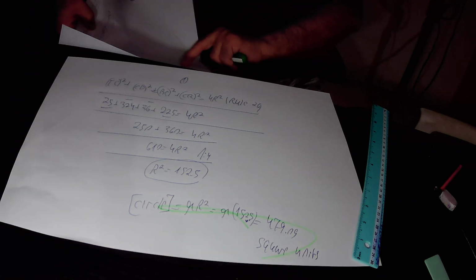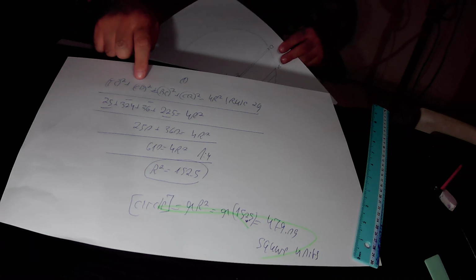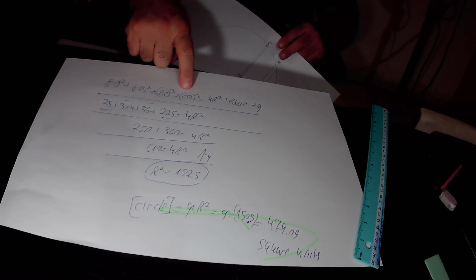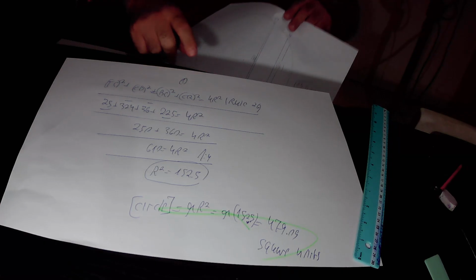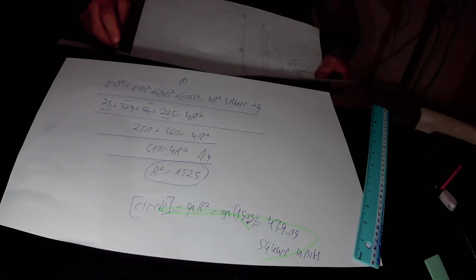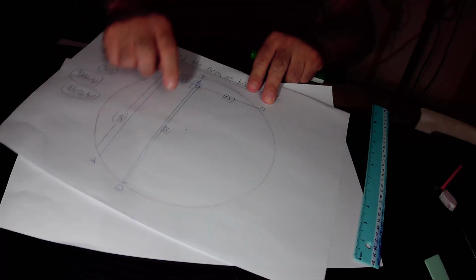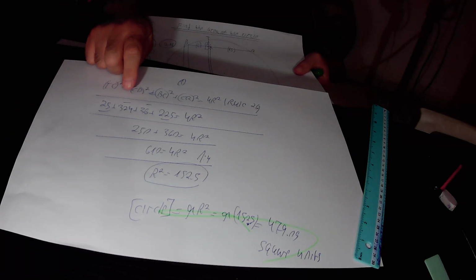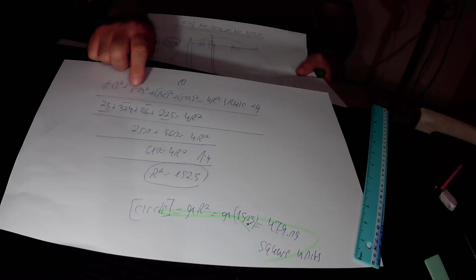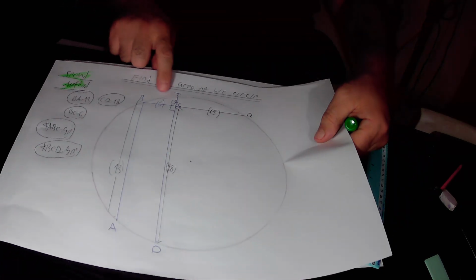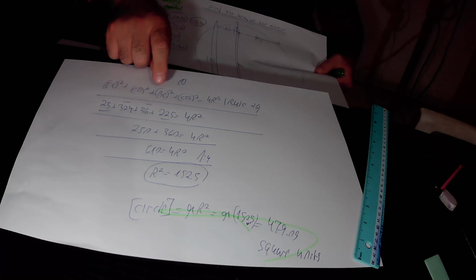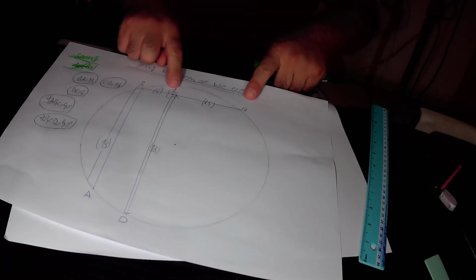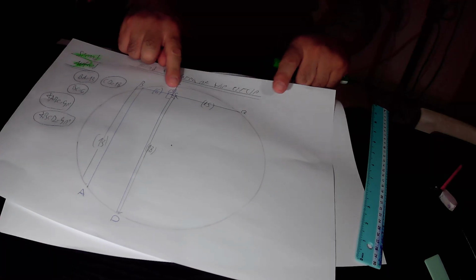R is the radius of the circle. TC is 5, therefore TC squared is 5 squared, that is 25, plus CD squared. CD equals 18, therefore CD squared is 18 squared, that is 324, plus BC squared. BC is 6, therefore BC squared is 6 squared, that is 36, plus CQ squared. CQ is 15, therefore CQ squared is 15 squared, that is 225.